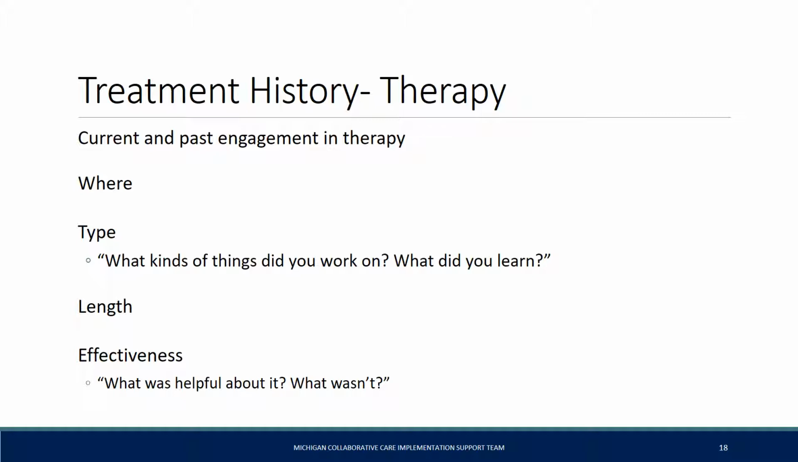We also want to be curious about the patient's treatment history in terms of therapy, and that can include anything that they may be engaged in right now or have done in the past. So we'll want to ask where they've engaged in therapy, as well as what type, whether that's cognitive behavioral therapy or trauma focused or anything else. And patients might not know the name of what they've done, so we can get at that by asking, what kinds of things did you work on and what did you learn?